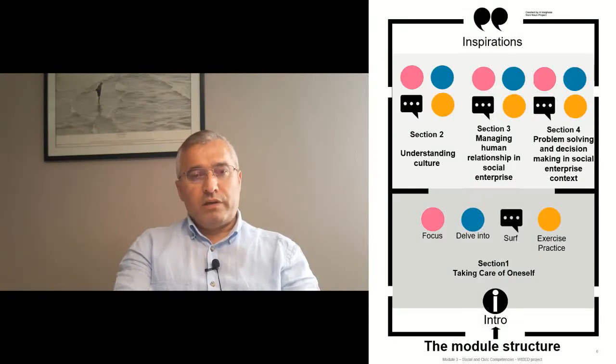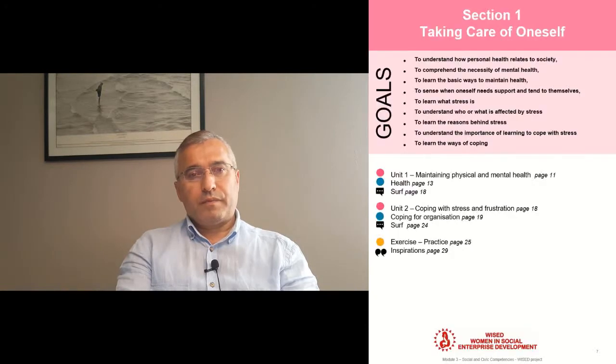As I mentioned earlier, the civic and social competency module is composed of 4 sections. The structure of the module is: Section 1, taking care of oneself. Section 2, understanding culture. Section 3, managing human relationships in social enterprise. Section 4, problem solving and decision making in social enterprise context. Section 1, taking care of oneself.